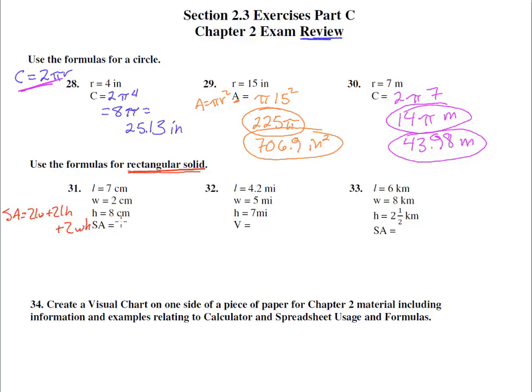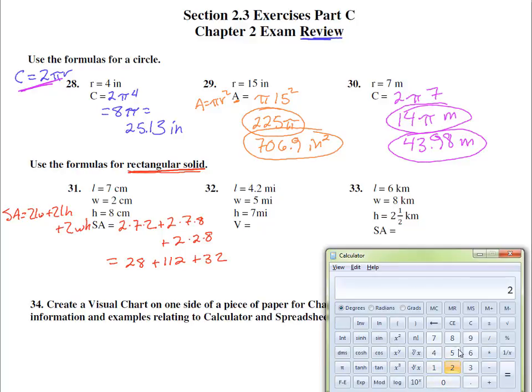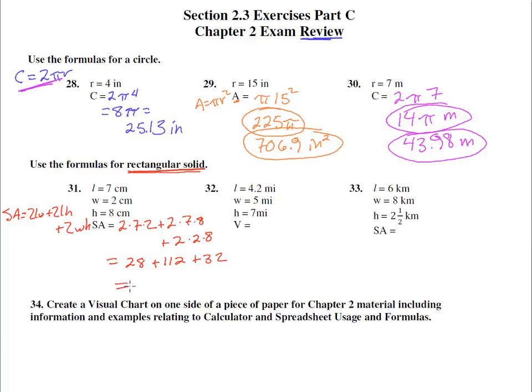So this becomes 2 times 7 times 2 plus 2 times 7 times 8 plus 2 times 2 times 8, which equals 28 plus 2 times 7 times 8 is 112, plus 2 times 2 times 8 is 32. So 28 plus 32 plus 112. Let's use our calculator just to make sure we don't mess up here. 28 plus 112 plus 32 equals 172.